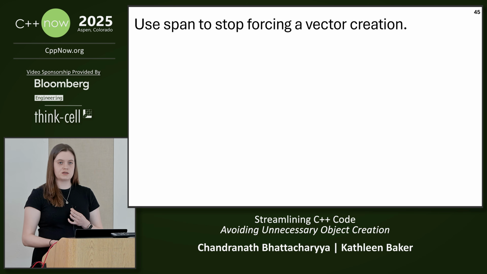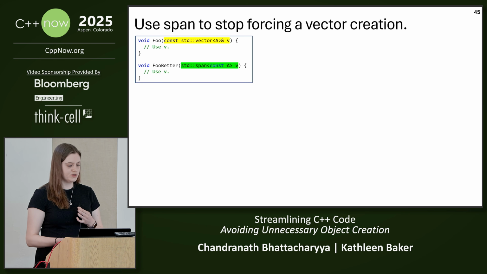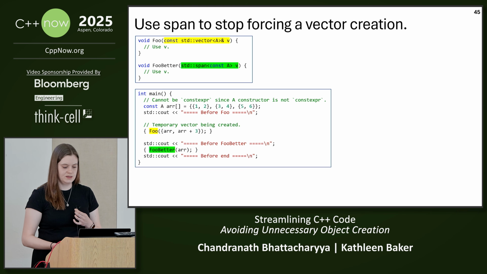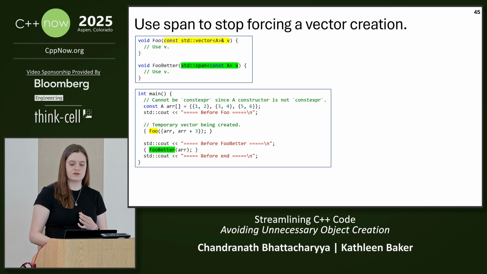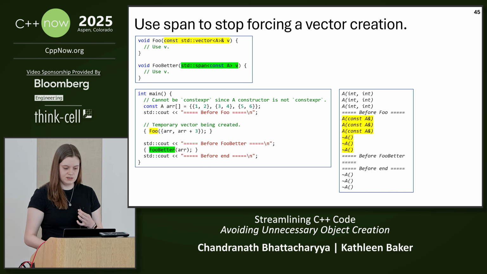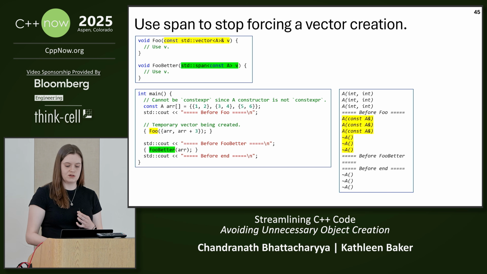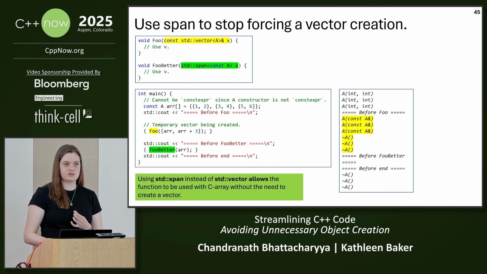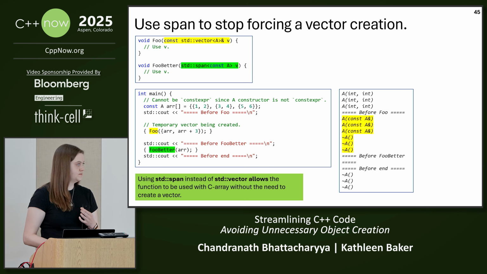We can also use span to prevent vector creation. Here we have 2 functions, foo and foo better. Foo takes a const vector reference and foo better takes a span. In this code, we create a C-style array and pass it into foo and foo better. Passing the C-style array into foo forces a vector creation. In the output, we can see calling foo created 3 temporary objects. Foo better created 0 temporary objects. Span allows functions to be used with C-style arrays without needing to create vectors.